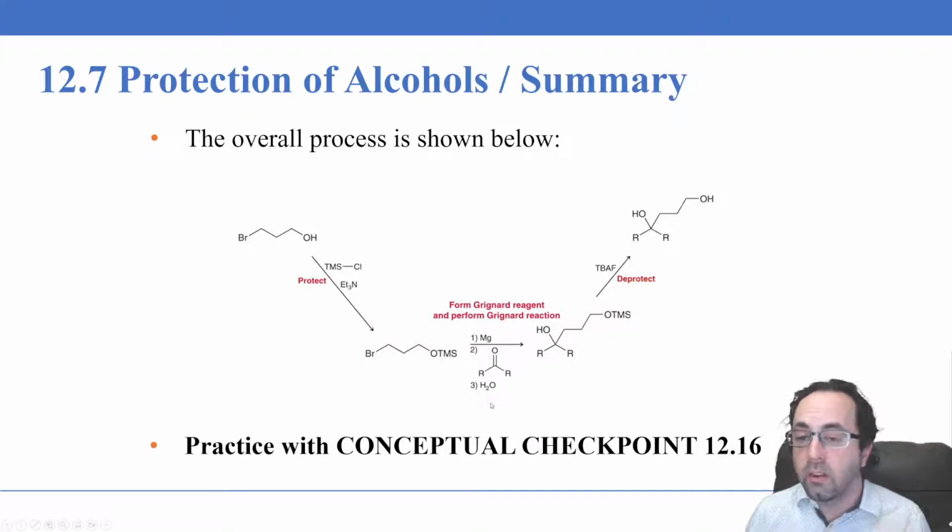So what's this going to look like? How are you going to write this if you're writing a synthesis? If you have an alcohol that you want to make a Grignard reagent, you're going to start by protecting the alcohol. So you use trimethylsilyl chloride and triethylamine, and that will protect it. And then you write it as OTMS. The hydrogen comes off, and the trimethylsilyl group is on. Then you just do your normal Grignard reaction.